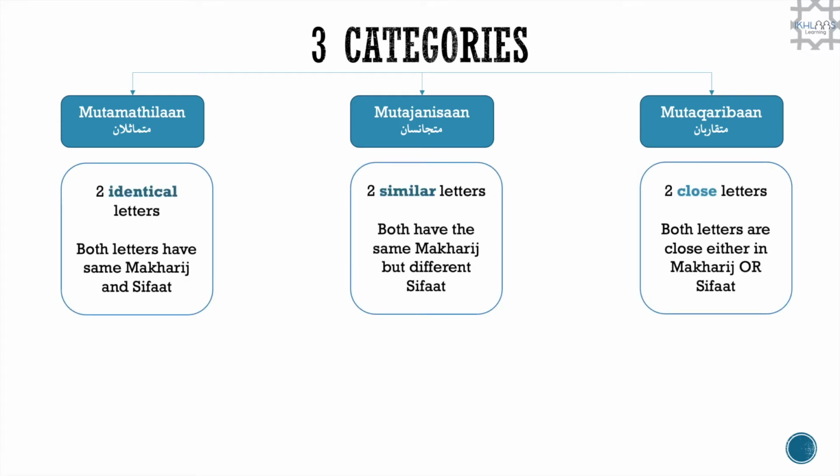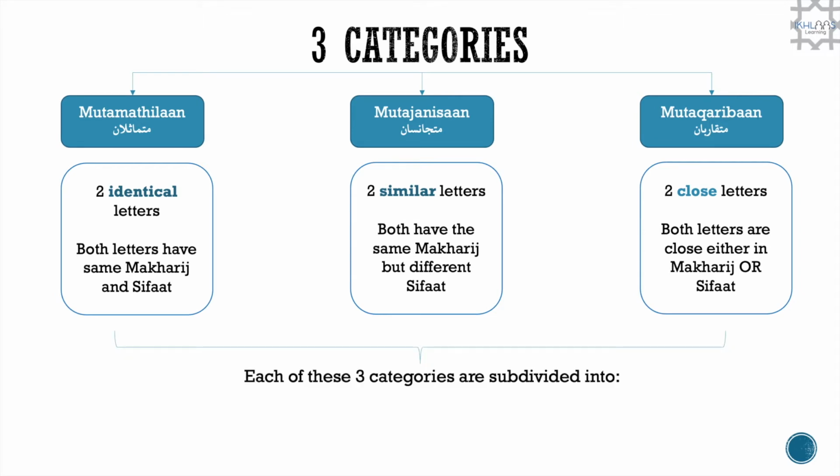Idghaam Mutamathilaan are when there are two identical letters. Both the letters have the same makharij and the same sifat. Idghaam Mutajanisaan is when there are two similar letters, so both have the same makharij but different sifat. And Idghaam Mutaqaribaan are two close letters, so both the letters are close either in makharij or in sifat.